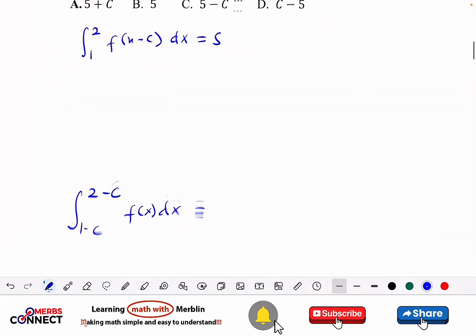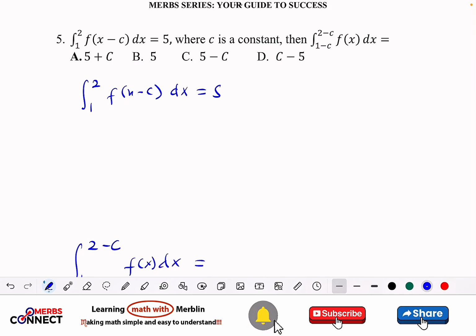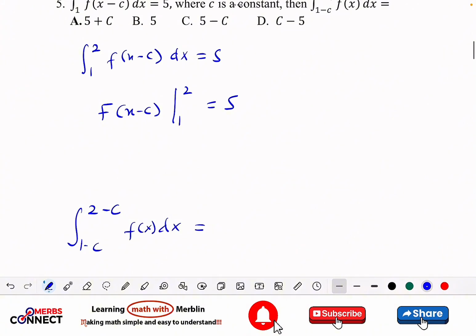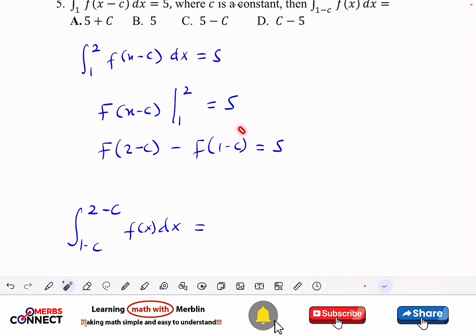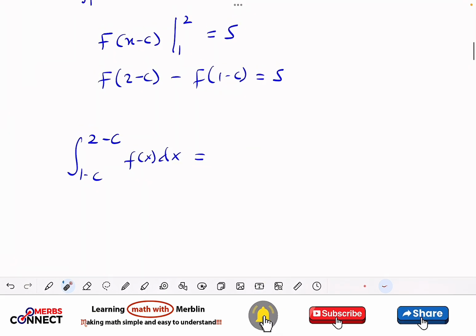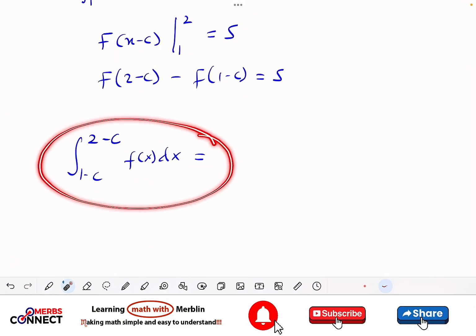Now, this one, when we are using the fundamental theorem, when I integrate this, I'm going to have the big F. So big F of x minus c from 1 to 2 should be equal to 5. And then when I plug in 2 for x, I'm going to have big F of 2 minus c minus big F of 1 minus c, which is equal to 5. So let's put this one down here so that we can use it to do substitution. Now let's look at how we can also solve this one too here.